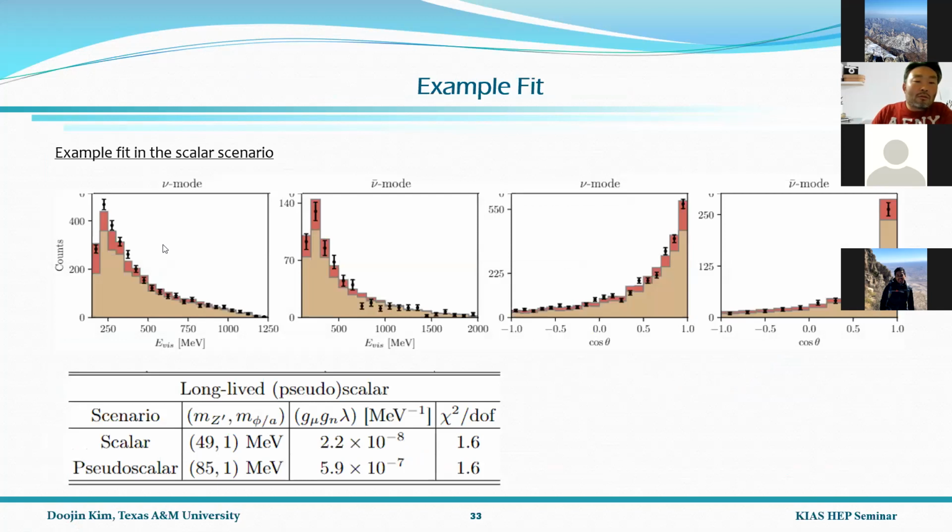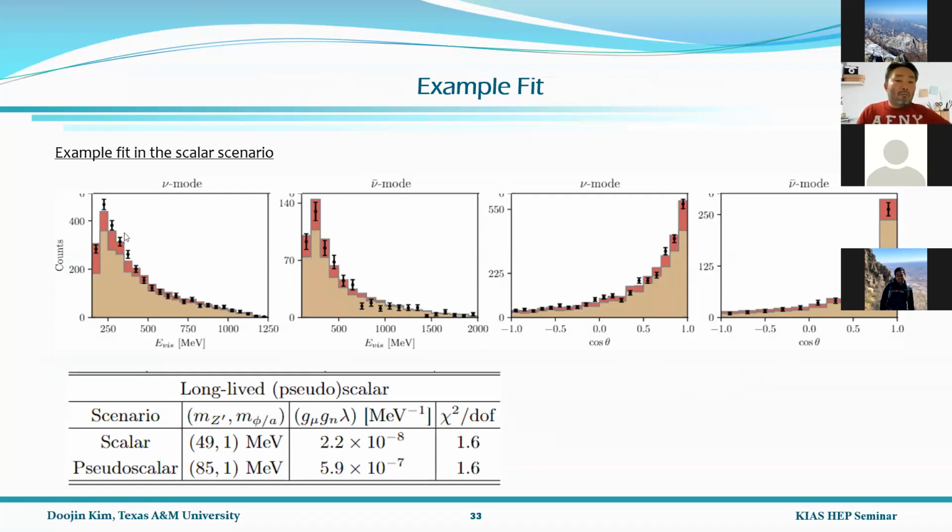Now, this shows an example fit in the scalar scenario. Again, the four plots are the visible energy spectrum in the neutrino mode, the anti-neutrino mode, and the angular spectrum in the neutrino mode and the anti-neutrino mode, from left to right. The dark yellow histograms are the combination of all known backgrounds as before, while the dark orange histograms show the signal events predicted by our scalar model.